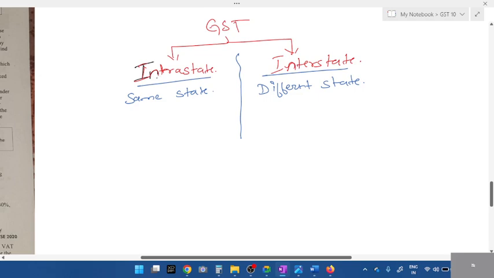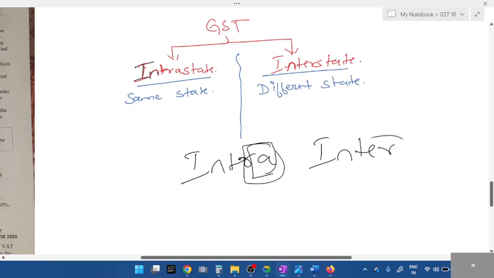Outside the state? No, no, no. Inter means different state. Outside the state, the transaction happens. Okay. Look here. Intra and inter. Do you all know the difference? See, the only difference is A and E, students. Here intra is written, here it is interstate. But interstate means different state.